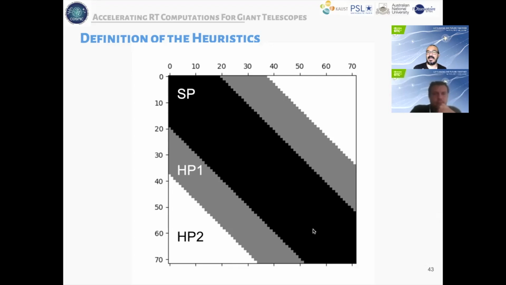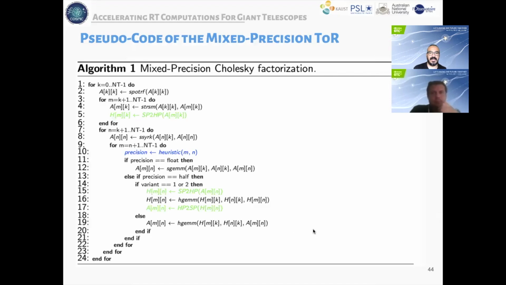And we rely on a runtime system to capture the tile specificity and the tile precision, and do the data conversion at runtime. This is the mixed precision Cholesky factorization. This is the pseudocode, and you can see that we have a heuristic in place to tell us for each tile when we should drop precision and perform operations at a lower precision. This is represented in blue here with those heuristics.